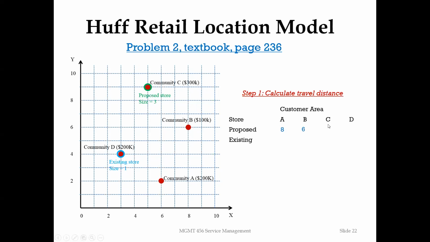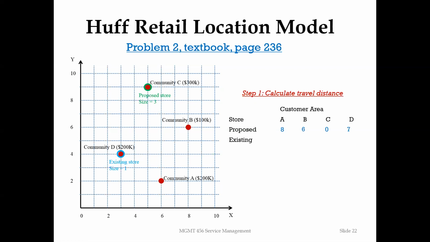What about from C to the proposed store? As we know, the proposed store is right inside community C. So that's why travel distance is basically 0. Almost no travel distance. What about from the customer area D, D is right here, to the proposed store? So what's the travel distance? So it'll be 1, 2, 3, 4, 5, 6, and 7. So travel distance 7.